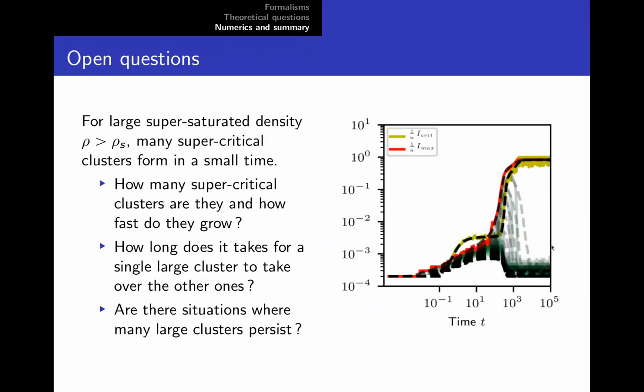And to conclude, a few open questions. So for the original system, we are interested in looking at how many supercritical clusters, which we can precisely define, appear in the system. Are they transient or do they persist in the stationary states? So do we have a situation where many large clusters can occur? And if they don't, how long does it take for a single cluster to win the competition with respect to the other?